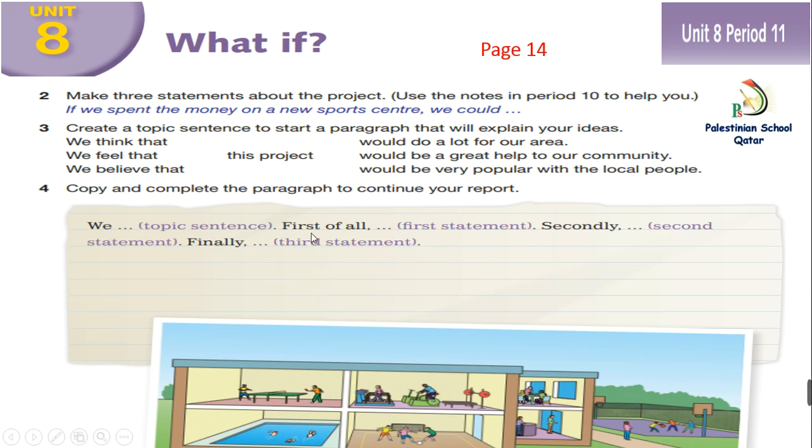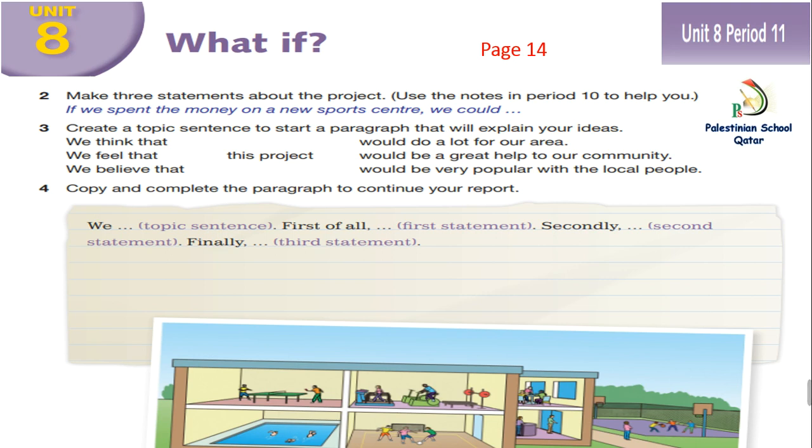Your topic sentence first of all, then the first statement, second statement, finally the third statement. Now give me why you choose a sports center as your choice. Why do we need a sports center? We have the introductory paragraph. I want you now to write another paragraph, or another 3 paragraphs. Why do we choose a sports center?